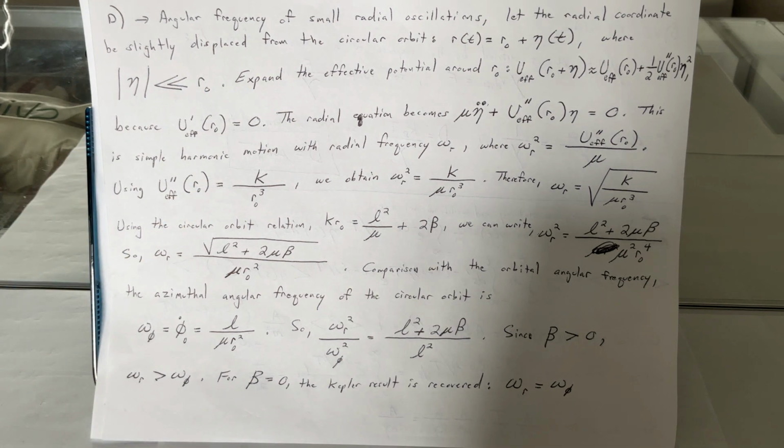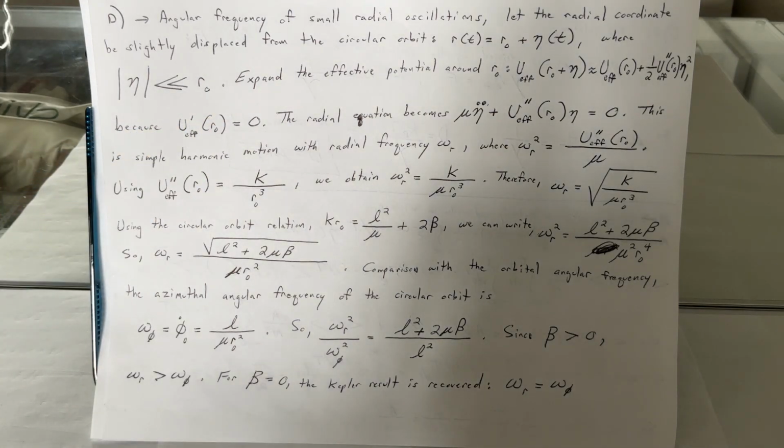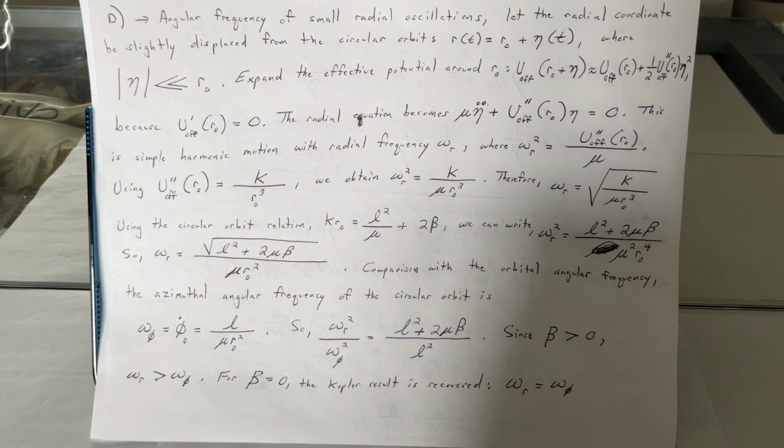Okay, so expand the effective potential around r naught. U sub EFF of r naught plus eta is approximately u sub EFF of r naught plus 1/2 u sub EFF double prime of r naught eta squared. And this is because u sub EFF prime of r naught equals 0. So the radial equation becomes mu eta double dot plus u sub EFF double prime of r naught eta equals 0. And this is simple harmonic motion with radial frequency omega sub r, where omega sub r squared equals u sub EFF double prime of r naught over mu.